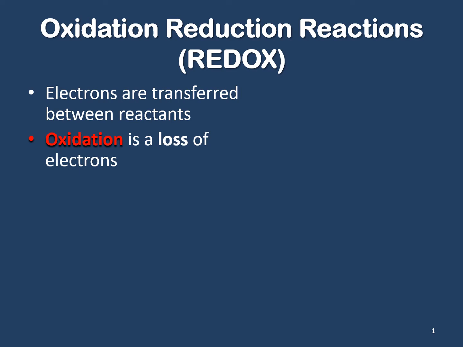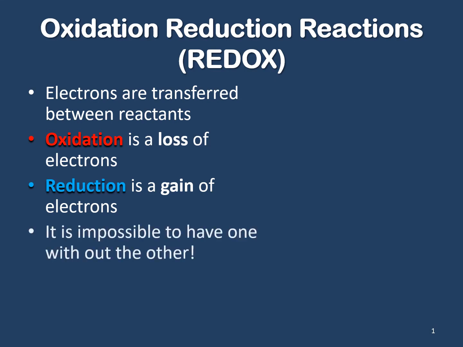Oxidation is defined as the loss of electrons. So the reactant that loses electrons, we say, would be oxidized. Reduction, on the other hand, is the gain of electrons. So the reactant that gains the electrons, we say, is reduced. I know the word gain and reduction seems funky or silly, but it makes sense if you think about charge. By gaining an electron, because electrons are negative, our charge on that substance is going to be reduced or lowered.